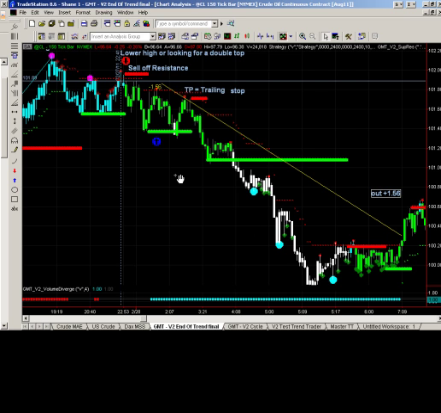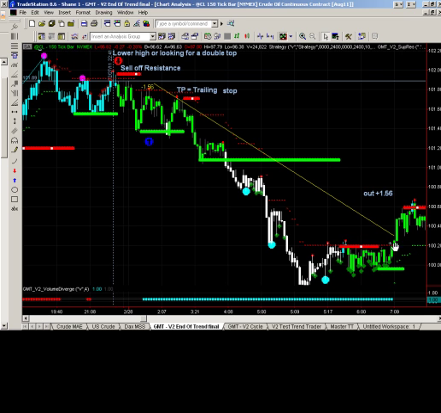Now, you may decide that, well, I don't really want to use the trailing profit, or TP, as my trailing stop. I want to use resistance. So you can do that as well. As resistance sets up, you move your stop above the resistance level, and you can see you're taken out at around about the same price anyway.